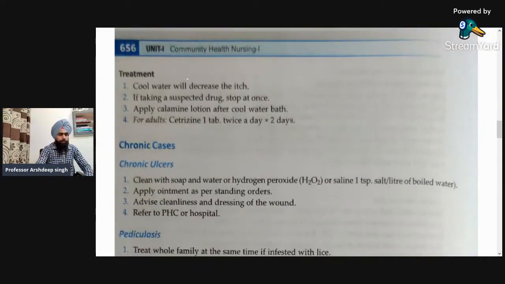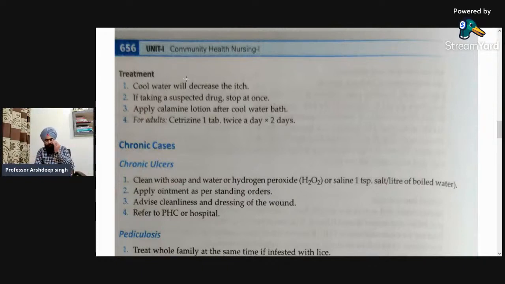Next, how can we treat or manage rashes? First, cool water will decrease the itch. Second, if taking a suspected drug, stop at once. If you are taking any medicine or drug, just stop for the time because it might be allergic. Next, apply calamine lotion after a cool water bath, which will give a soothing feeling. Next, for adults, cetirizine, the anti-allergic tablet, one tablet twice a day for 2 days. So that was about rashes.